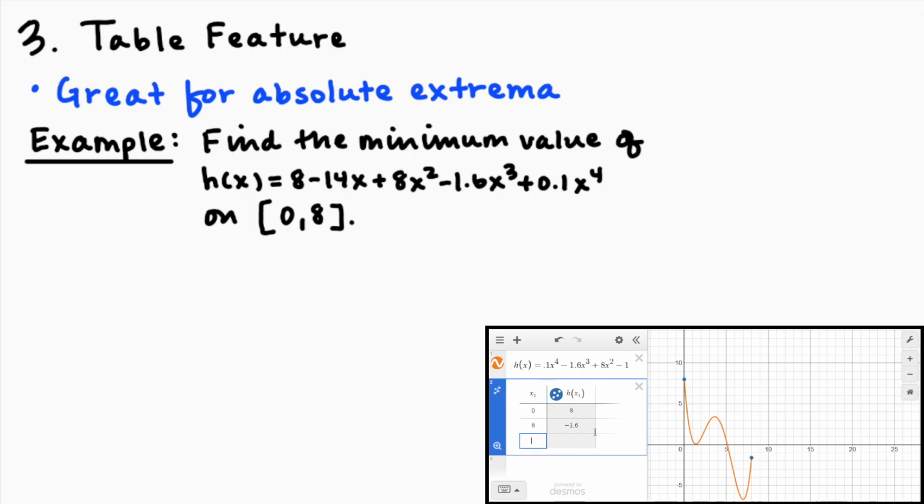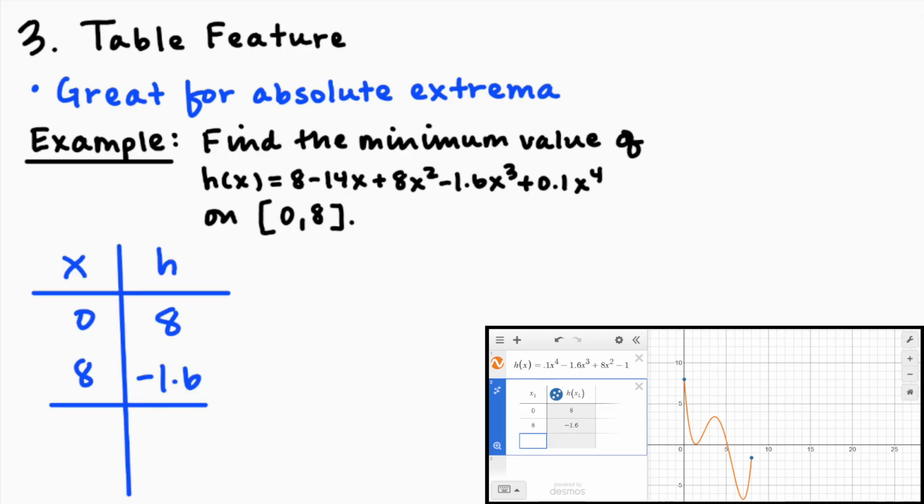And then we're also going to need the critical points. On my paper, I'm going to copy down the values I can see in the table. But I'm also going to need the critical points. So I'm going to write down h prime equals 0, and then I'm going to report these x values right here.